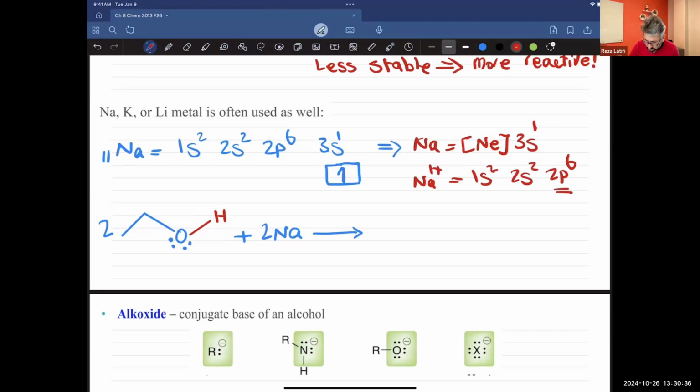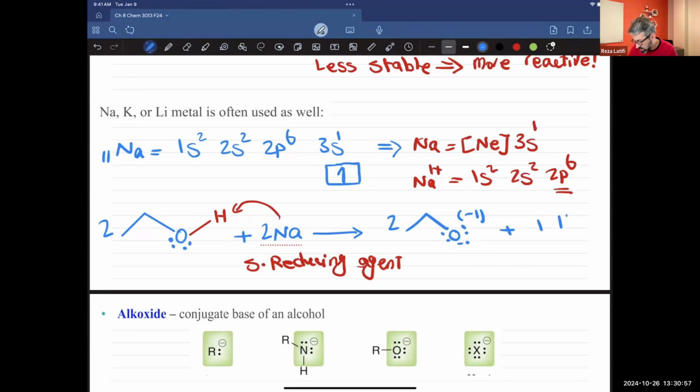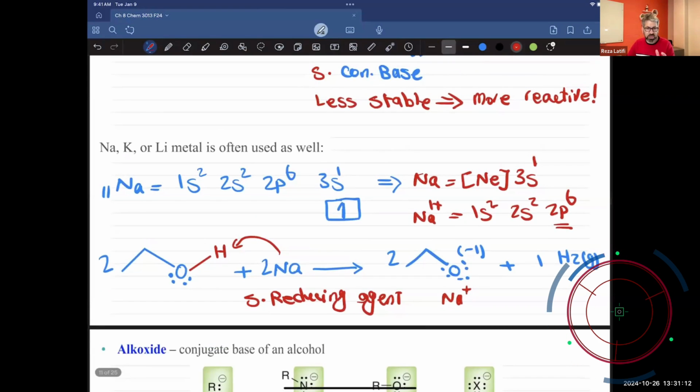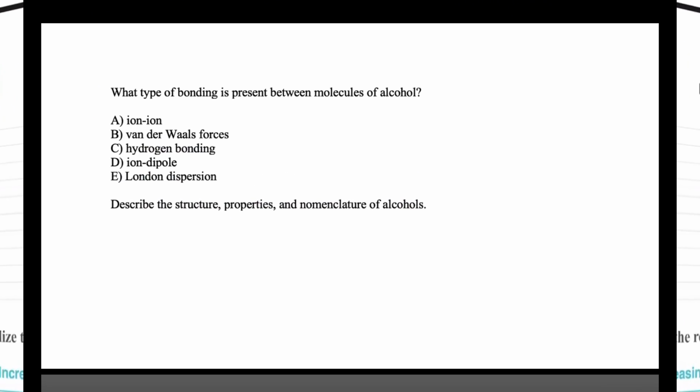And that's the reason they are strong reducing agents. They want to give up their electron. So they will give electrons to hydrogen, and it will turn into 2 moles of a compound with a negative charge, and then we get 1 mole of hydrogen gas. And of course, we're going to have sodium with a plus charge. We will have 2 sodiums, and those 2 sodiums cancel the 2 negative charges that we have. Again, alkoxides are not stable, because they are not stable, they will be very reactive.